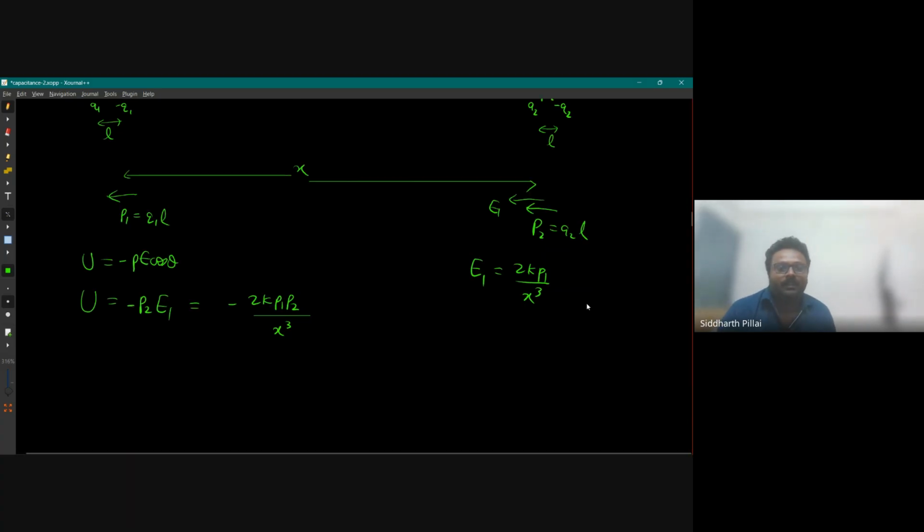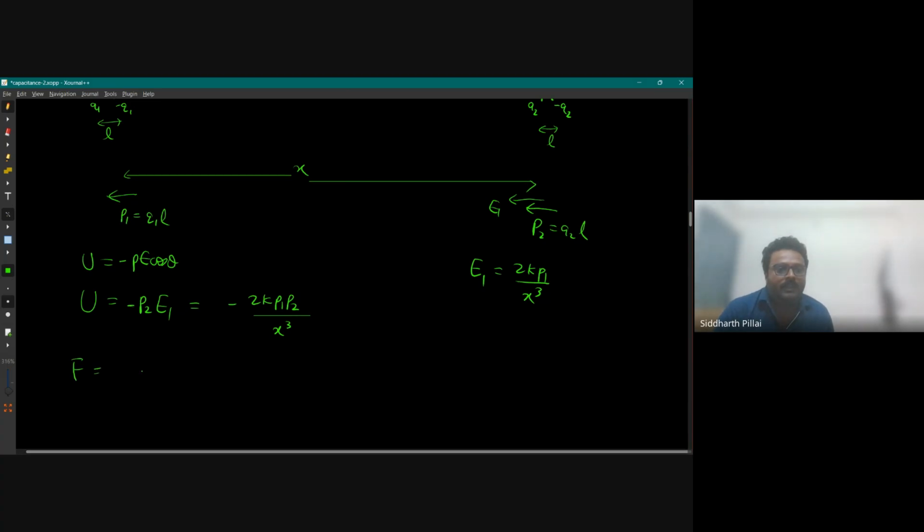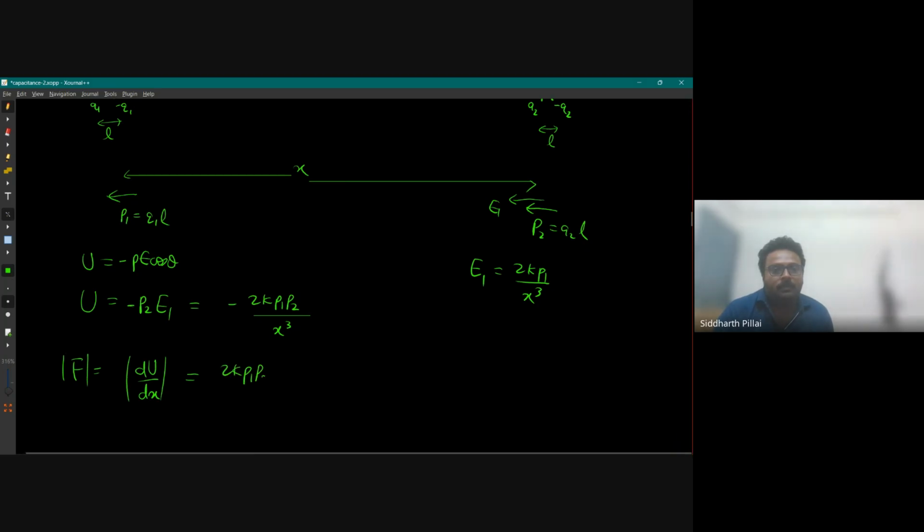Okay. So what is the force then? Force is defined as minus du by dx. So I guess we just need the magnitude, so don't worry about the negative sign. I'll just write du by dx. What will I get? 2K P1 P2 by, 3x to the power, sorry. So I'll get 6K P1 P2 by x to the power 4.